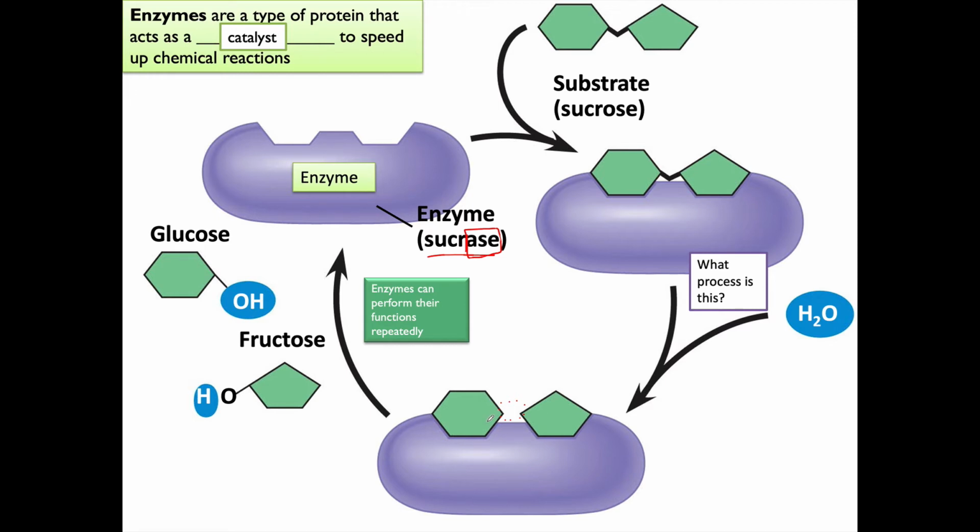Well, what are these two? Well, this one's glucose. I'll put a G on it. This one's fructose. And what do they do? They float away. They leave this enzyme and they float away to be used by a cell somewhere. And meanwhile, the enzyme then is emptied again and it's ready for more sucrose. So enzymes can perform their functions repeatedly. It's not one and done.